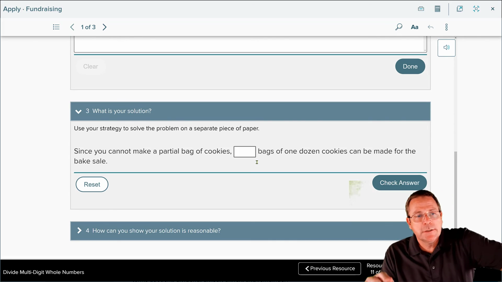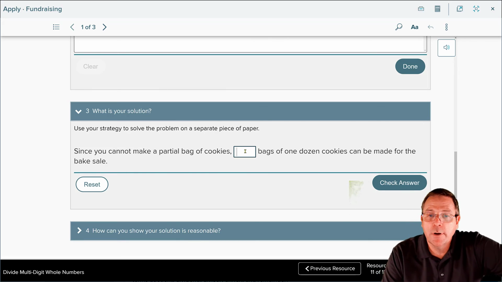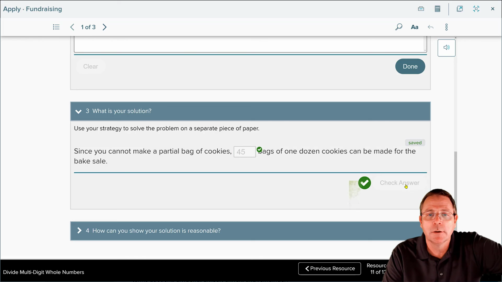Now, the book says, since you cannot make a partial bag of cookies, how many bags of cookies are you going to have? You're going to have 45 bags. That means, yes, indeed, even the book agrees that Mr. Reach gets to eat 6 chocolate chip cookies. There's our correct answer.